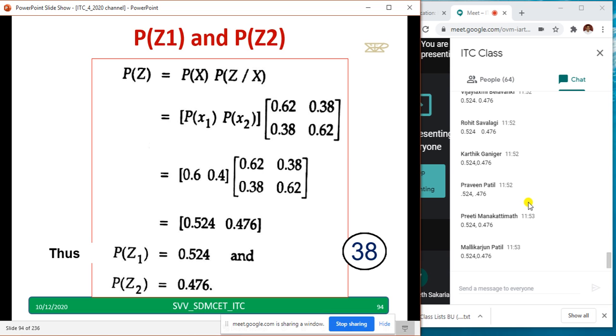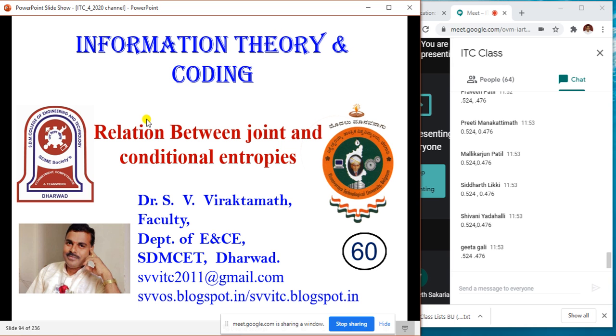So let me go to the next. I think most of them have completed. Siddharth did it. Shivani, Geeta got the same answer. Let us go to the next. Those who are doing it, please type your answers in the chat box.